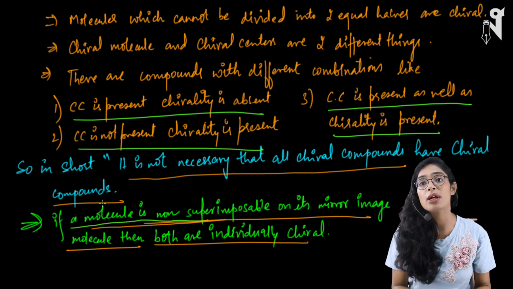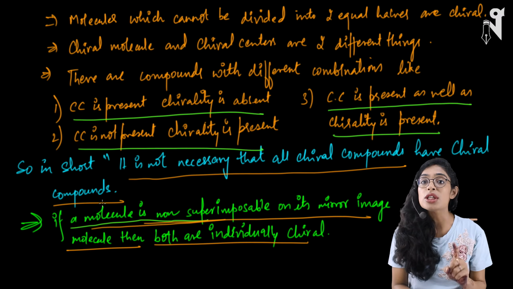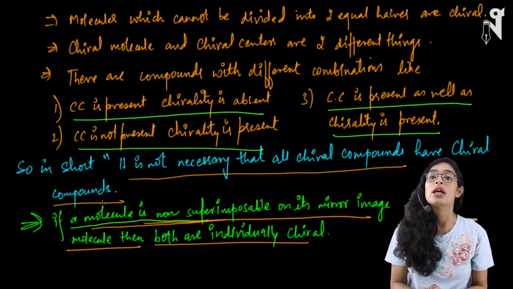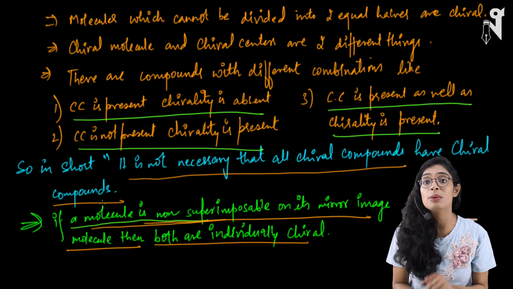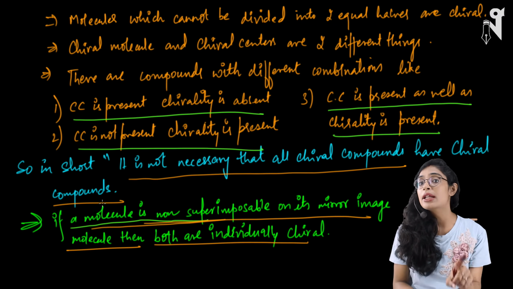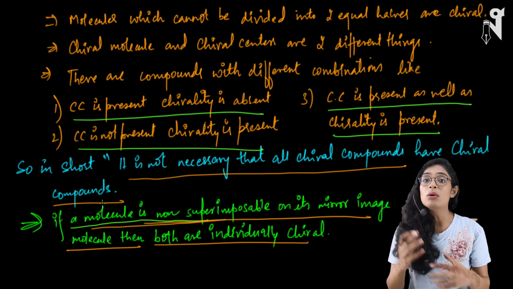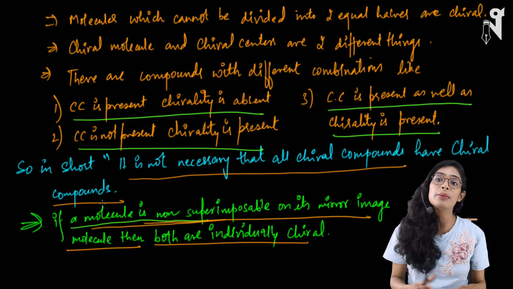How will we judge whether a molecule is chiral or not? We will judge it by its mirror image. If its mirror image is superimposable, then it's not chiral. If its mirror image is non-superimposable, that means it's chiral, and if it is chiral, that means it is optically active. Now, every single time you cannot draw the mirror images.